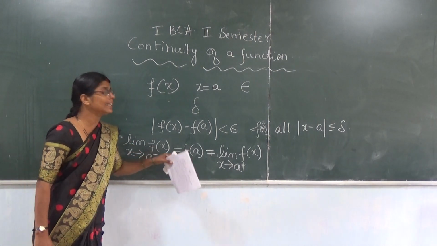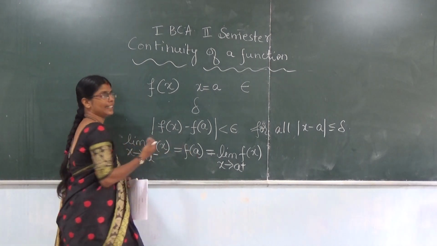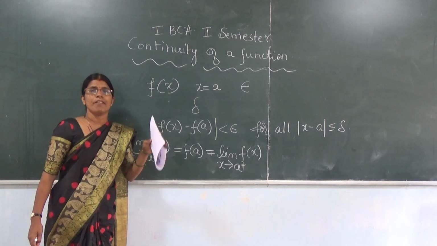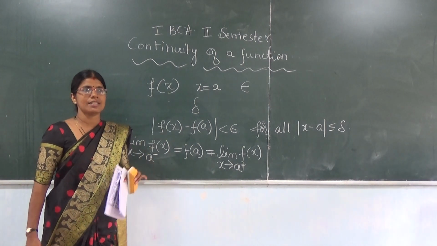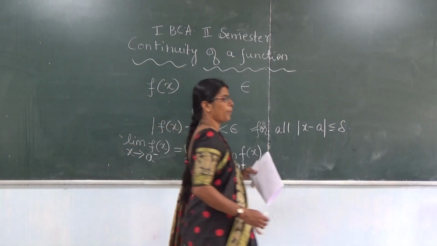If any one condition fails, that is, suppose f of a does not exist or the limit does not exist, then we say that f of x is discontinuous at x is equal to a. Now we have to solve some problems.